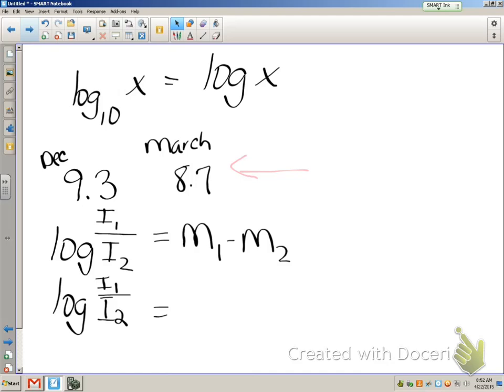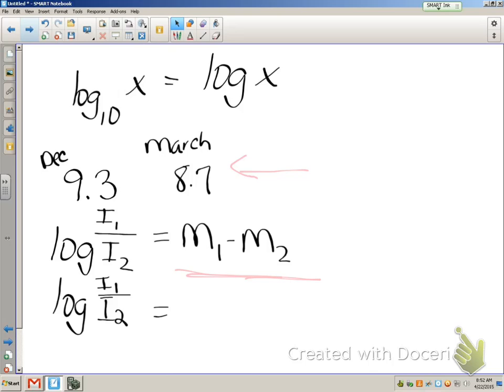Okay. There is a formula. Log I sub 1 over I sub 2 is equal to magnitude 1 minus magnitude 2. And this compares the intensity levels of earthquakes, where I is the intensity level determined by a seismograph, and M is the magnitude on the Richter scale. So this is the magnitude of the earthquake. These I's over here, I sub 1, I sub 2, this is the intensity level.